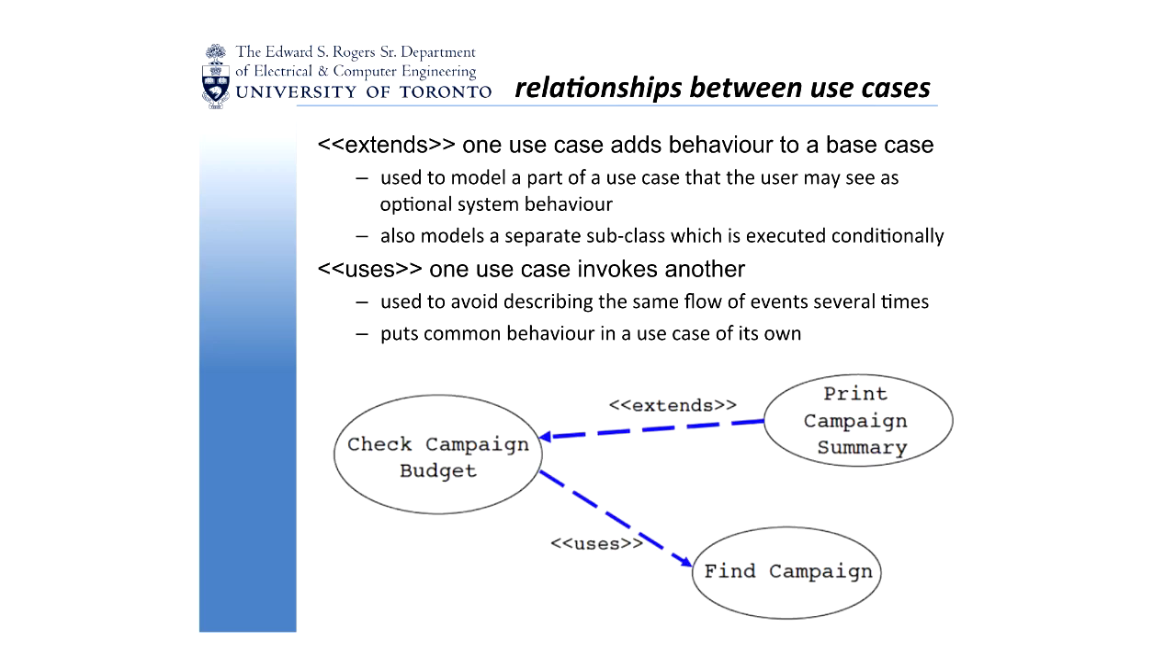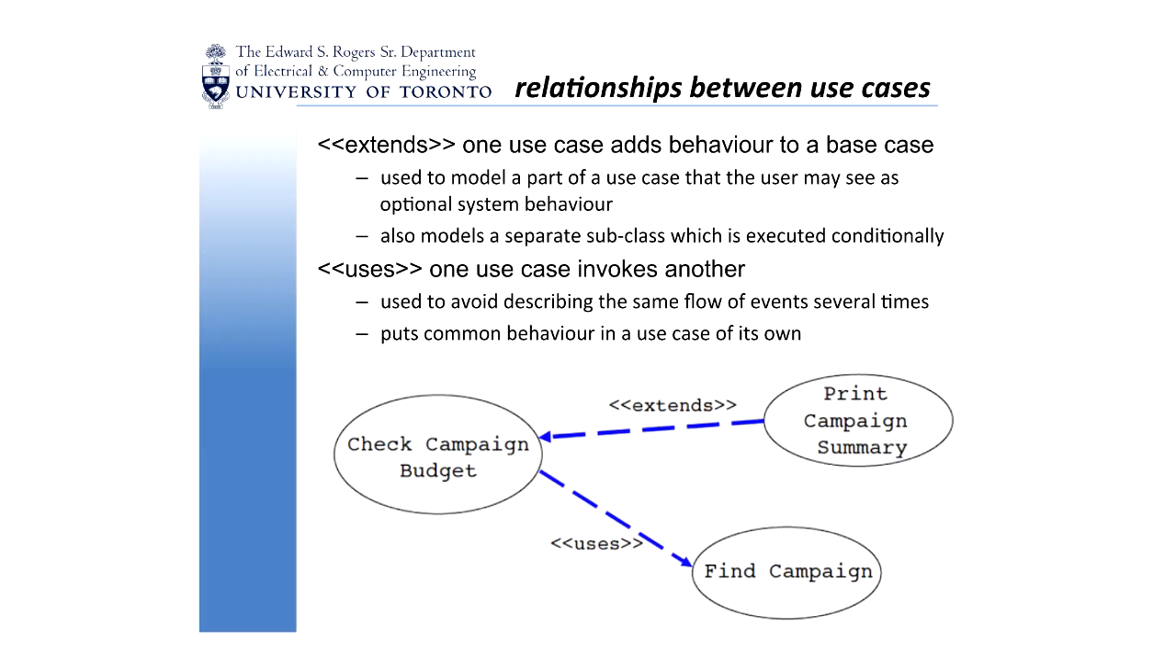This brings us to a formal look at the relationships between use cases, specifically extends and uses. We use extends when one use case adds behavior to a base case, such as a print campaign summary extending a budget check. This is typically used to model a part of a use case that the user sees as optional system behavior or a separate subclass of logic that is only executed conditionally.